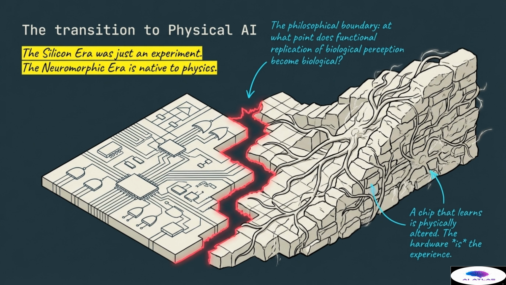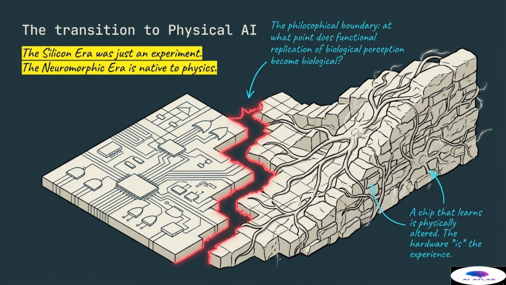The transition to physical AI marks the end of the silicon era as we know it. We are beginning to realize that the last few decades were just an experiment in digital logic. The neuromorphic era is native to physics. This represents a philosophical boundary where we must ask at what point the functional replication of biological perception actually becomes biological. In this new era, a chip that learns is physically altered. As the text suggests, the hardware is the experience.